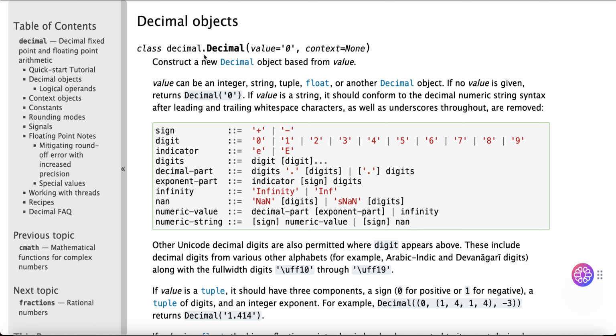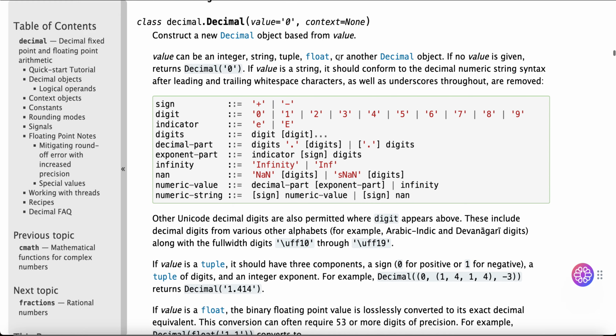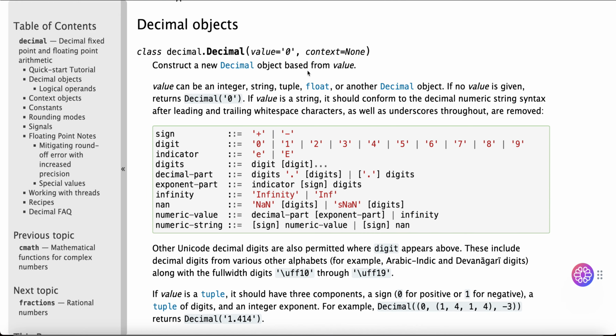Class decimal.Decimal(value=0, context=None). Construct a new Decimal object based from value. Value can be integer, string, tuple, float, or another Decimal object. If no value is given, returns Decimal(0). If value is a string, it should conform to the decimal numeric string syntax after leading and trailing whitespace characters, as well as underscores throughout, are removed.